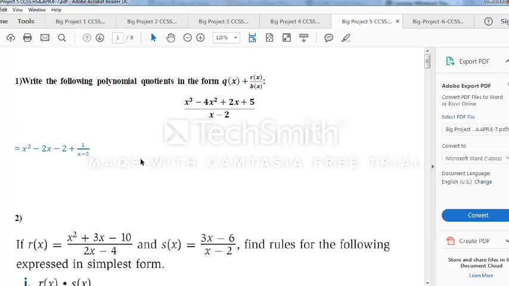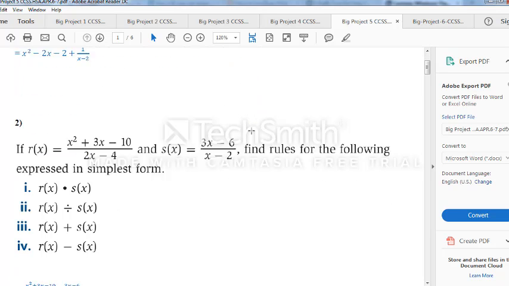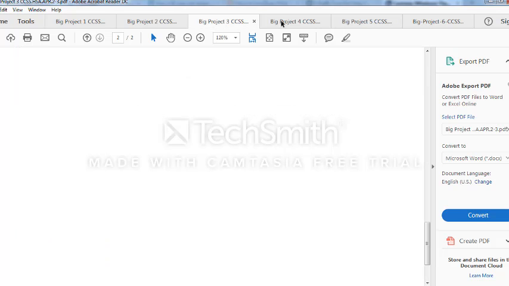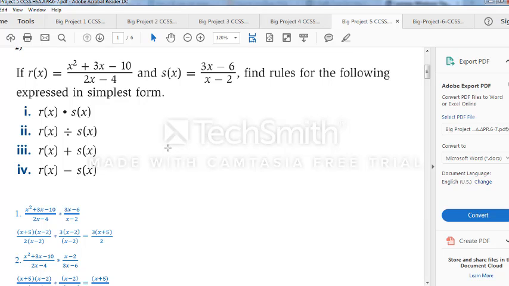Okay, so in this one we have to divide these two numbers, because we want to find the simplest form of these two numbers. So in number 2, it's the same as in project 3 that I told you before, that we have to multiply, divide, add, and subtract. After that, we find these two numbers.